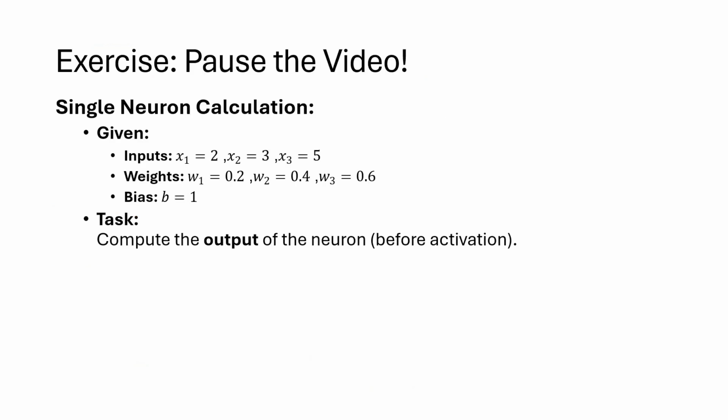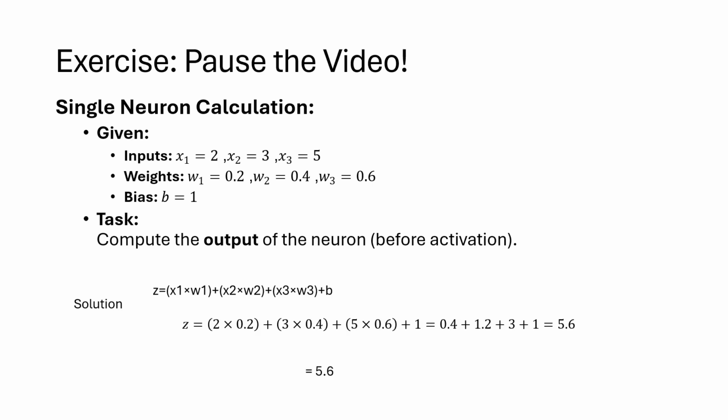Exercise time. Remember that each neuron takes inputs, multiplies them by weights, and adds a bias. With these values, calculate the output of a neuron. Pause the video and do the calculation. The answer is 5.6. Great job.